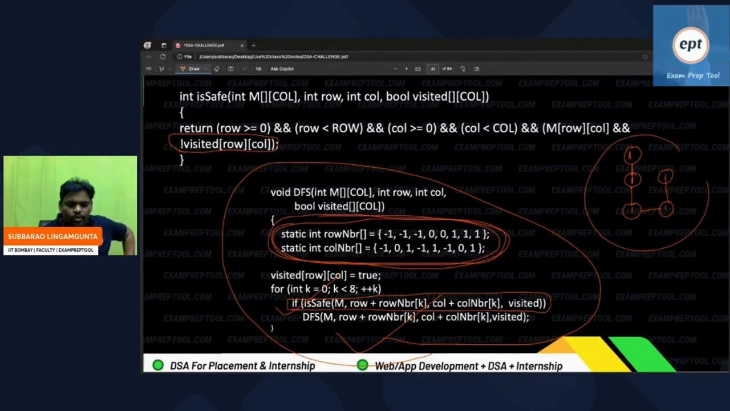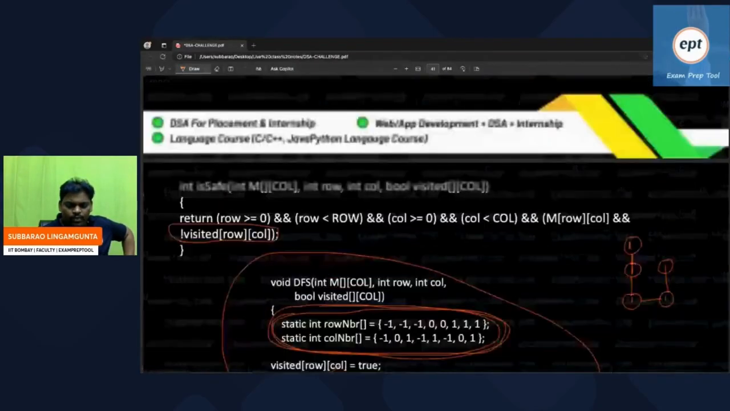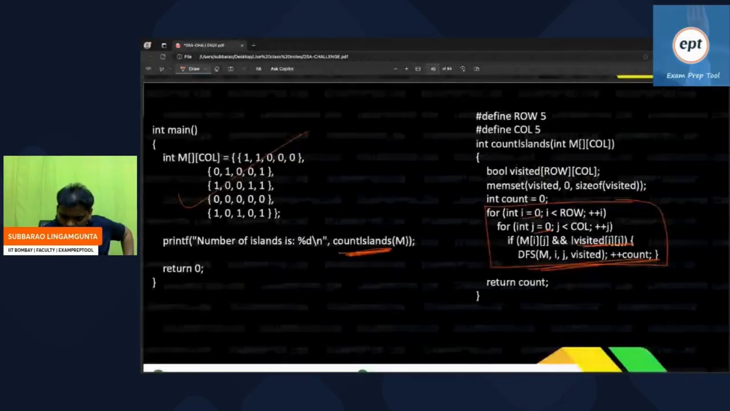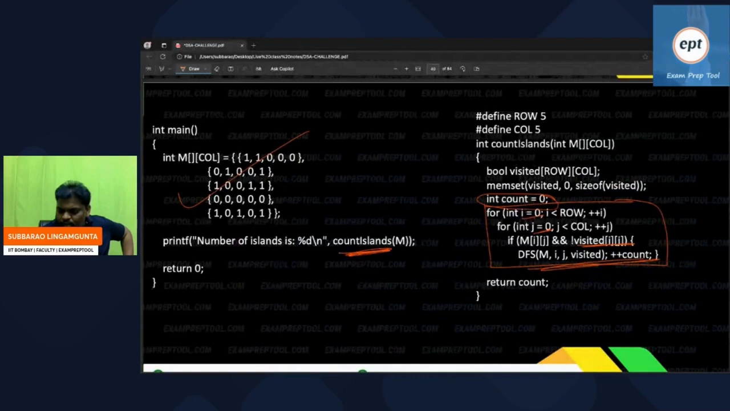Every time you will keep on counting. Initially the count is 0, the number of islands is going to be initially 0. After everything, you will increment the count by 1. Lastly, return count. That count comes here, so it will be printed.